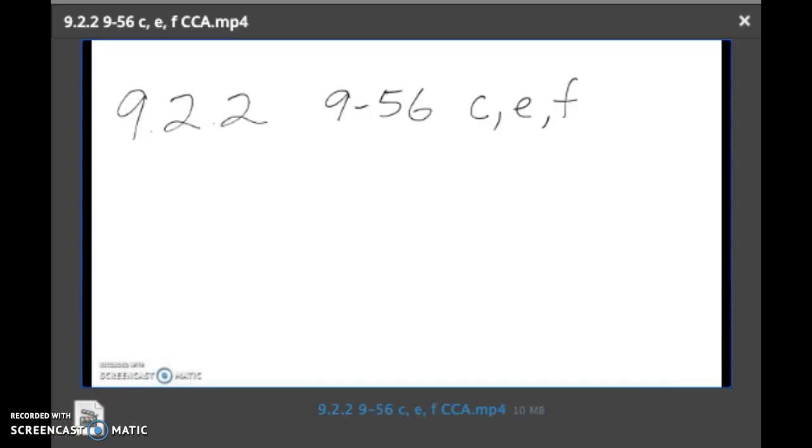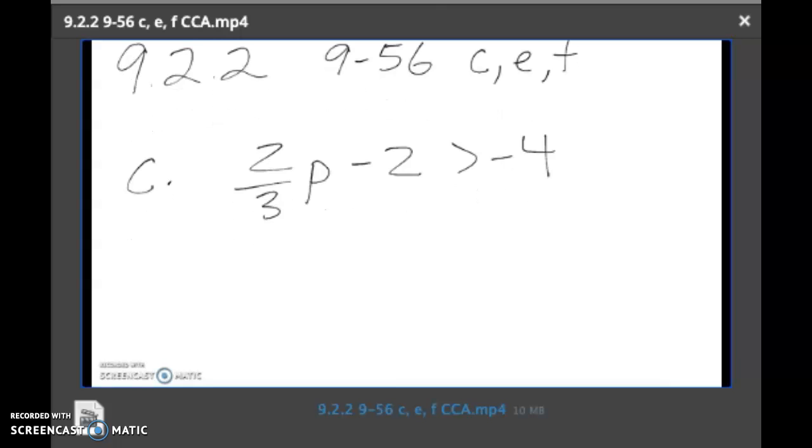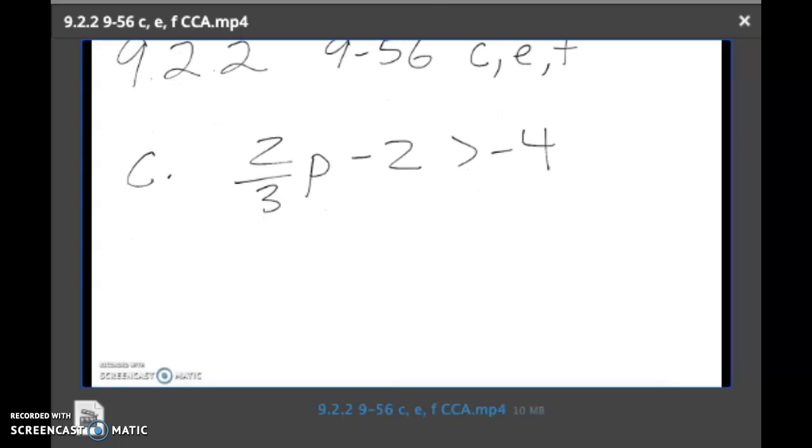This is lesson 922, problem 956, and I'm going to go over C, E, and F. All right, so letter C is 2/3 P minus 2 is greater than -4. Okay, so we need to solve the inequality and then graph the solution on a number line.